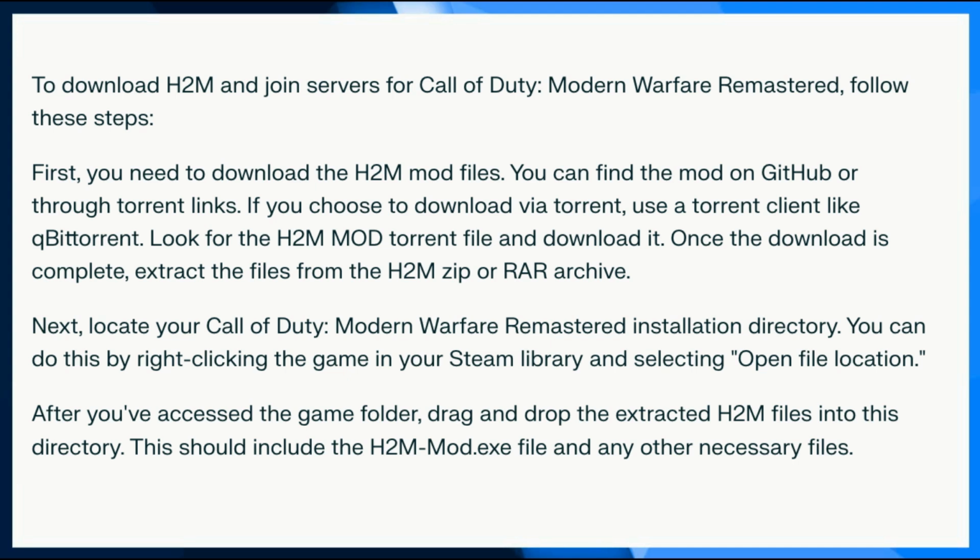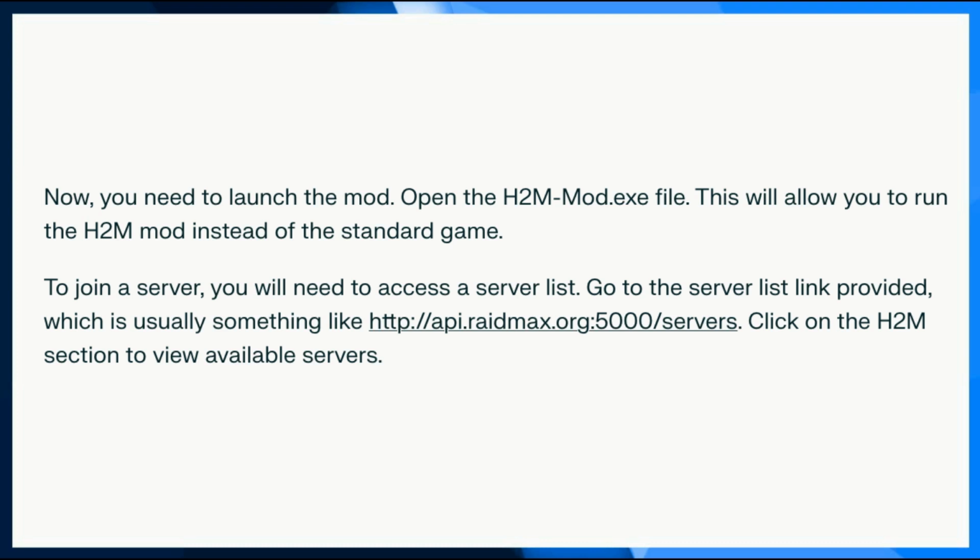Next, locate your Call of Duty Modern Warfare Remastered installation directory. You can do this by right-clicking the game in your Steam library and selecting Open File Location. After you've accessed the game folder, drag and drop the extracted H2M files into this directory. This should include the H2M exe file and any other necessary files. Now you need to launch the mod. Open the H2M exe file. This will allow you to run the H2M mod instead of the standard game.